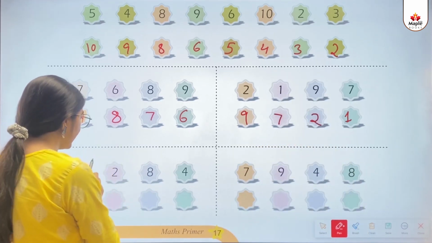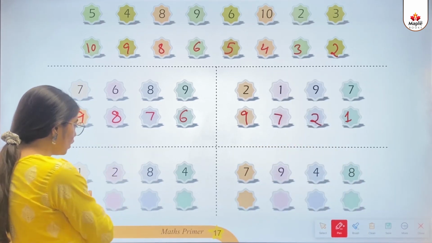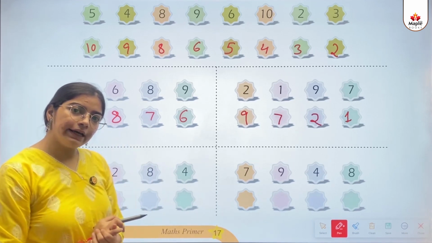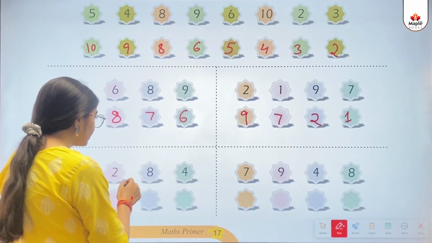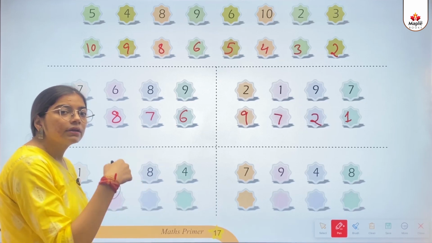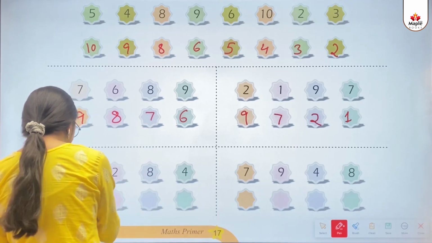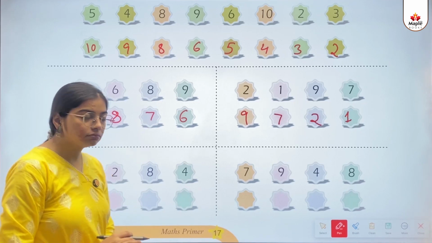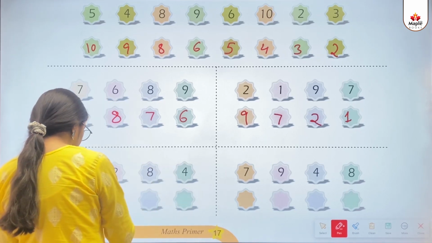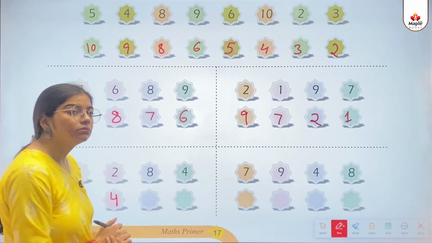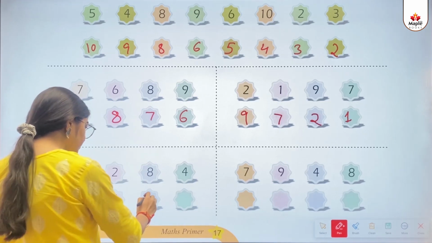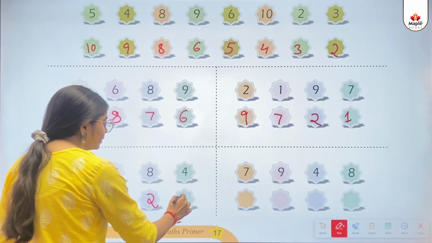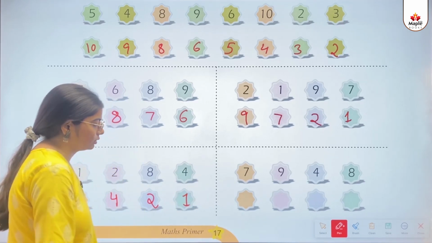In this part, as you can see, the numbers 1, 2, 8, 4 are written here. So, 8 is the greatest one here. So, we will write here 8. Then, 4 is the smaller one. Then, 2 is the smaller one. Then, 1 is the smallest one.